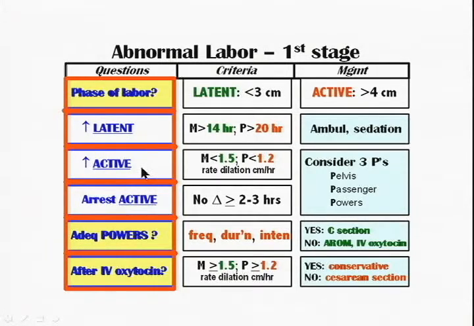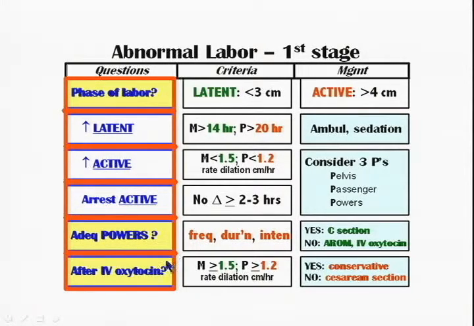If you have a prolonged active phase, dilating at less than 1.5 centimeters an hour in a multip, less than 1.2 centimeters an hour in a primip, or if there is no cervical change for 2 to 3 hours, consider the pelvis, the passenger, and the powers. Of course, the only one you can change is the powers. Assess the contractions: the frequency, the duration, the intensity. If there are adequate contractions and no change, cesarean. If there are inadequate contractions, artificial rupture of membranes, IV oxytocin.